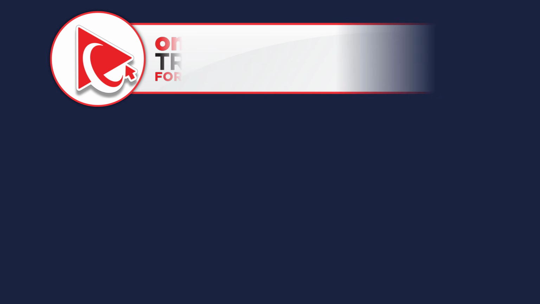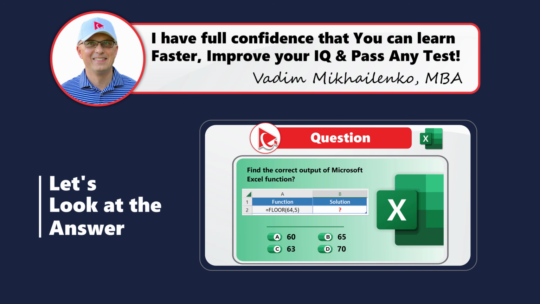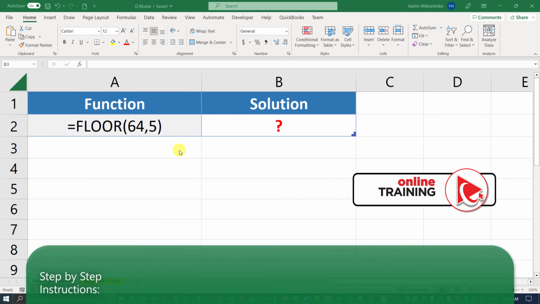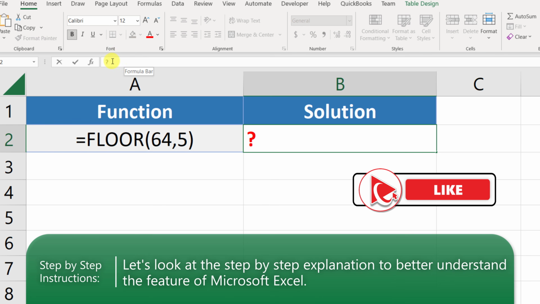On my end, I am moving forward to share with you my version of the answer. And obviously, if you have a better way to solve it, please make sure to post in comments. Let's jump to Microsoft Excel, where we can solve this together. Let's put the FLOOR function into the cell B2.